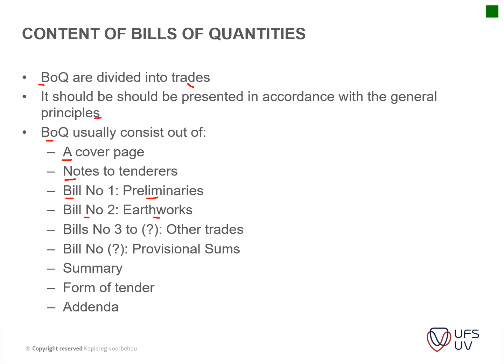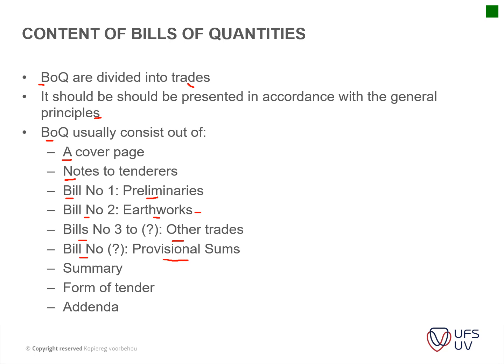Bill 3 can be any other trade that's applicable. For instance, if you've got a refurbishment job, you might not necessarily have earthworks, but you may have shop fitting and those types of trades instead of earthworks, if it's not a green build. But then it can go into a whole lot of bills, up into the 20s or so. Then you've got your other trades, provisional sums.